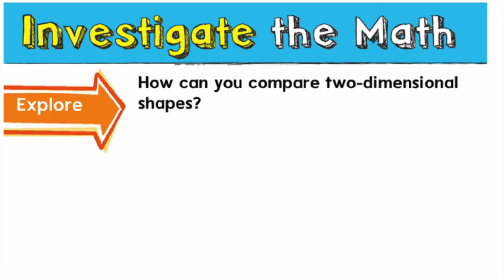Today we will investigate how we can compare two-dimensional shapes. We've learned that there are different types or kinds of shapes. We have the triangle, the trapezoid, the square, the rhombus, so many different kinds of shapes. How can we compare them using what we've learned so far?